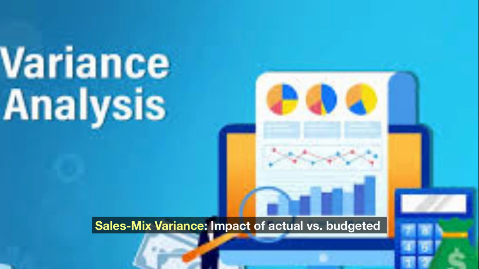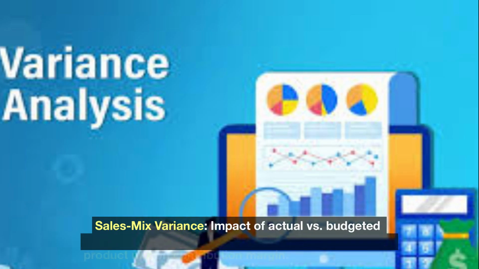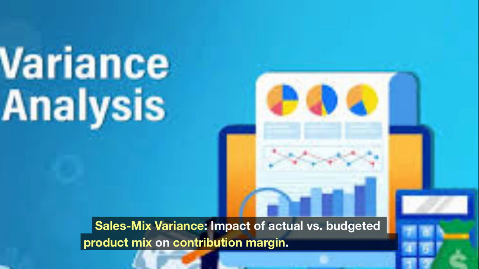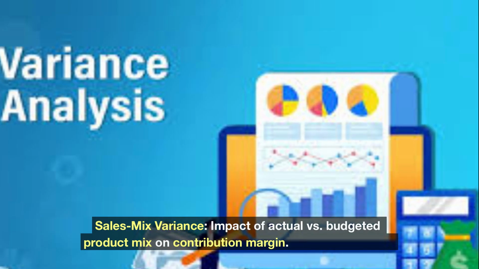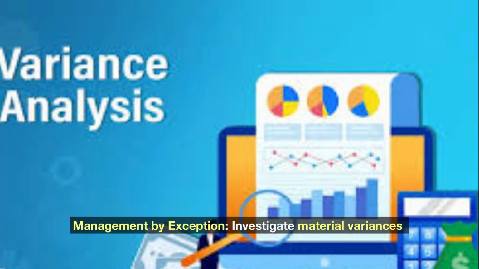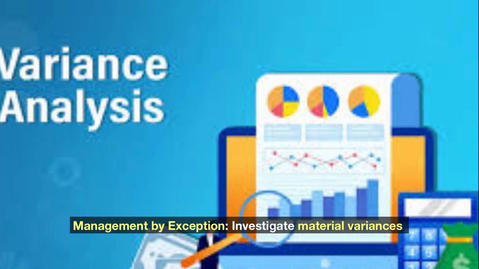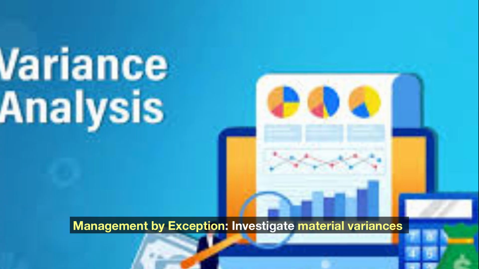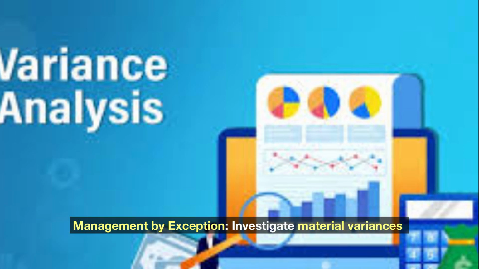Another variance that you should be familiar with is the sales mix variance. Here we're looking at the impact of the actual versus the budgeted product mix on the contribution margin. Now, you will not be asked to calculate it. You just must know what we're talking about. Yield variance is the output versus the input. And when we evaluate the variances, well, the management by exception rule applies. That means we're only going to investigate those variances that are large, but in our language, we say they are material.